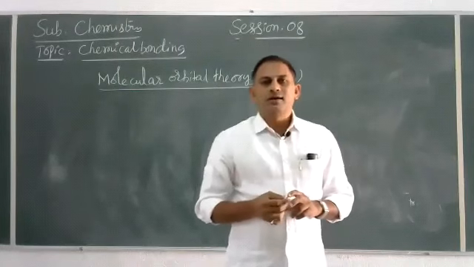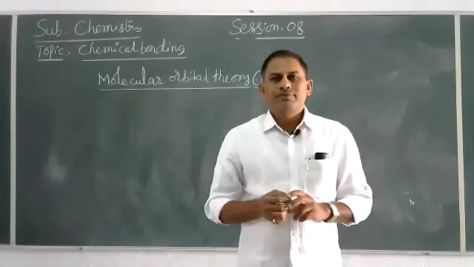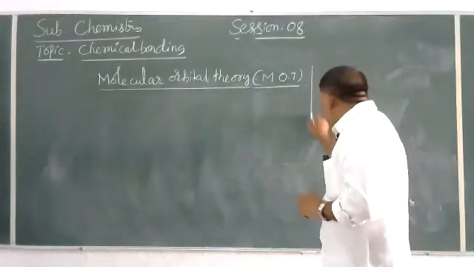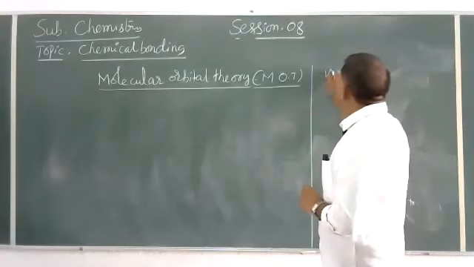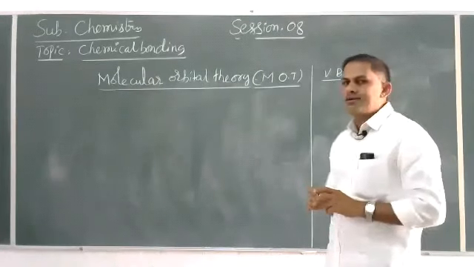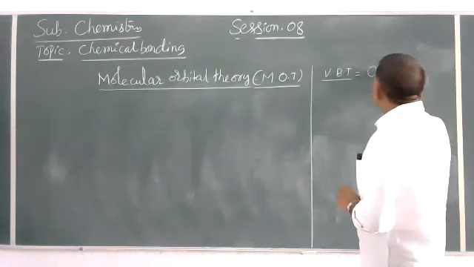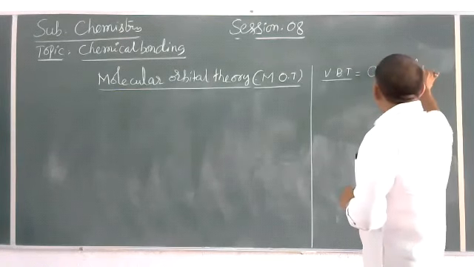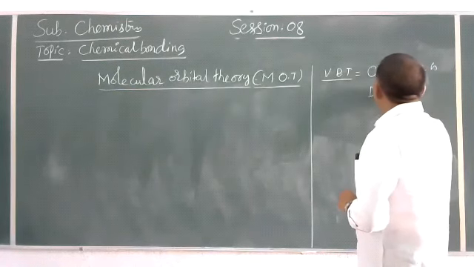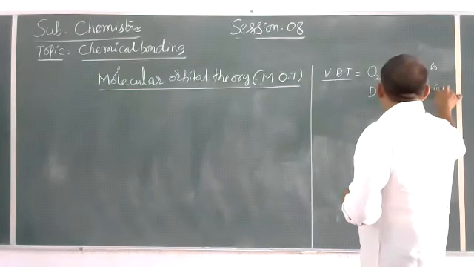Last concept in this chemical bonding: molecular orbital theory. Before molecular orbital theory, according to VBT, valence bond theory, and according to Lewis dot structures, your O2 molecule is diamagnetic in nature.